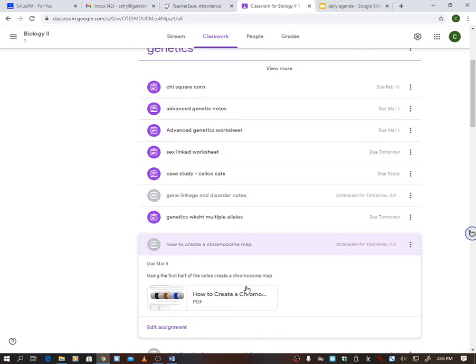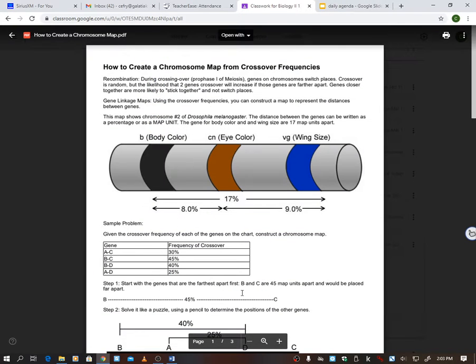Okay, so let me get the worksheet back here. So we're going to create gene maps based off of how often things cross over. So let's read the instructions. It says during crossing over, which is during prophase 1 of meiosis, genes on chromosomes can switch places. Crossover is random, but the likelihood that two genes cross over will increase if those genes are further apart. Genes closer together are more likely to stick together and not switch places, right?